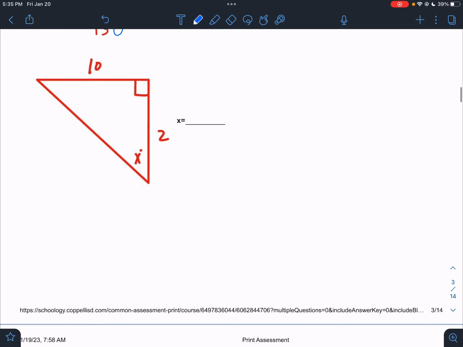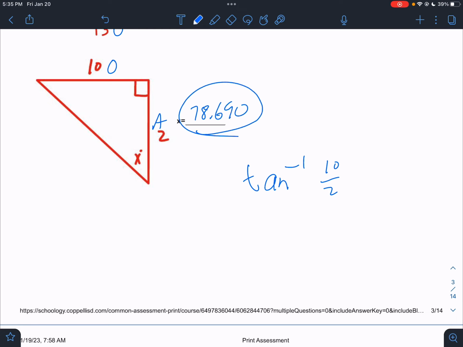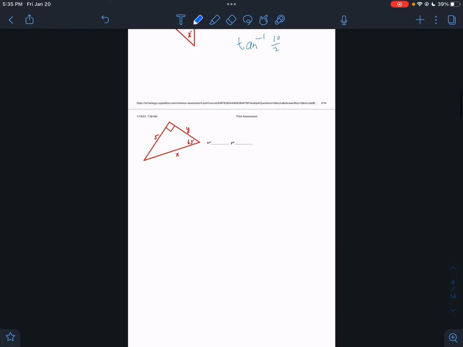And then we have, X is the angle. This would be opposite over adjacent. So that's going to be inverse tangent of 10 over 2. And I get 78.690. There we go. Oh, we got one more.